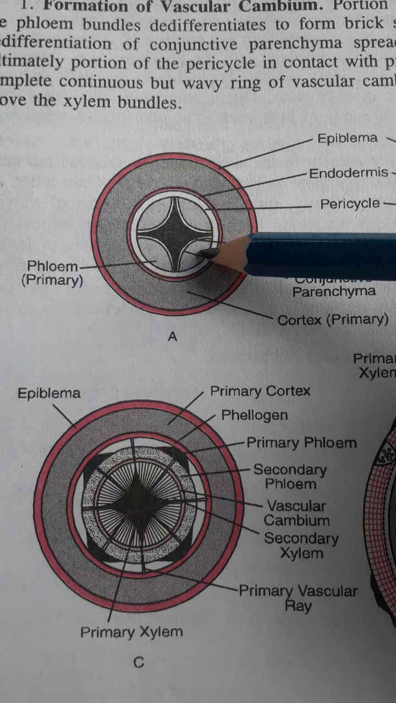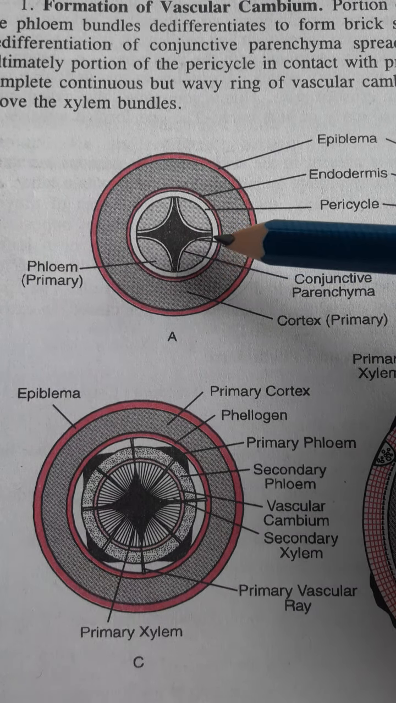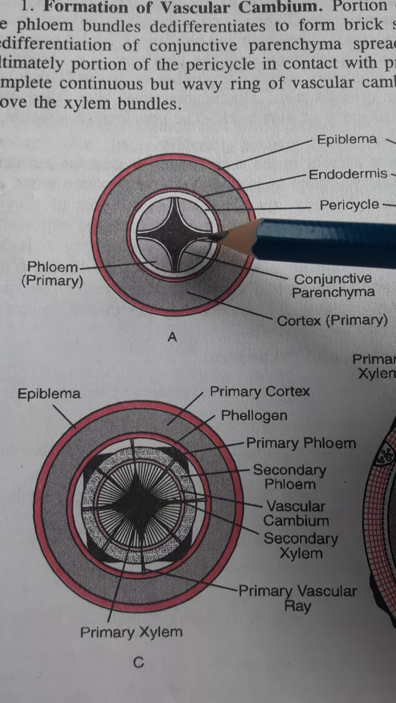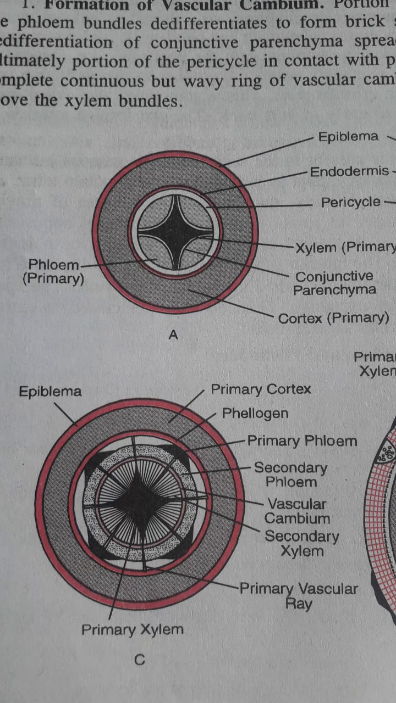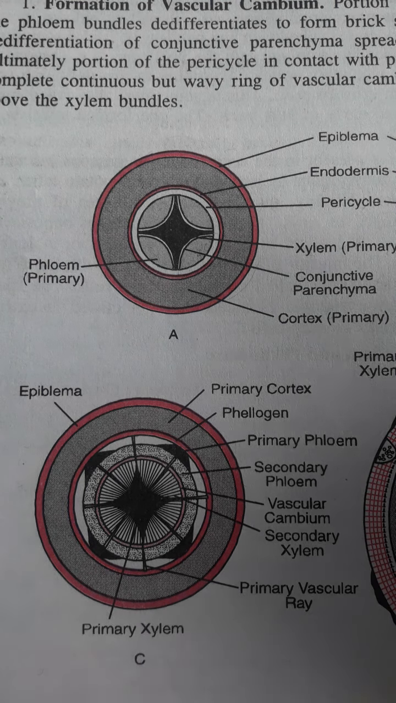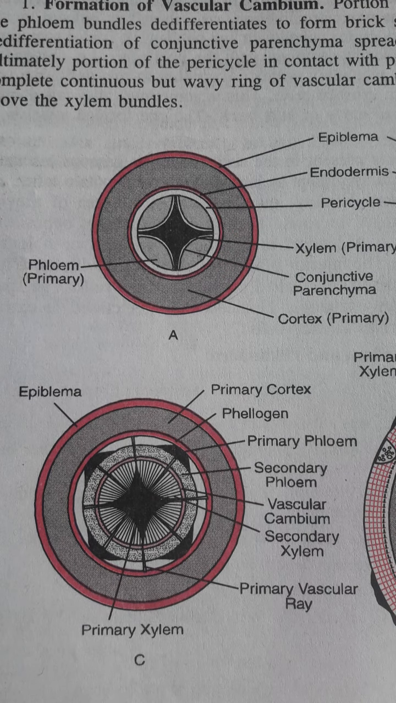Here in between the phloem and xylem, a tissue, the conjunctive parenchyma tissue, develops, which differentiates into the vascular cambium, which is the main tissue responsible for the secondary growth. Now this vascular cambium divides gradually and forms the secondary xylem and phloem. The pericycle, which remains in contact with the protoxylem, also divides and forms a ring of vascular cambium. Now see, this is the pericycle, it will also divide and form the vascular cambiums.